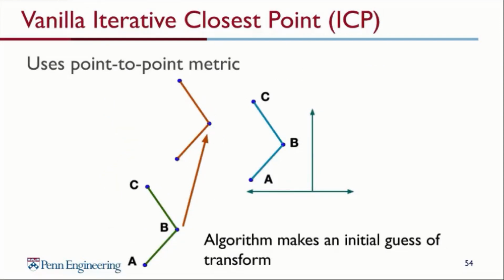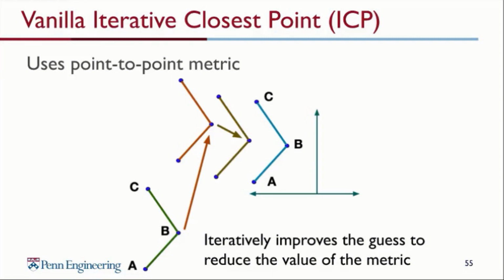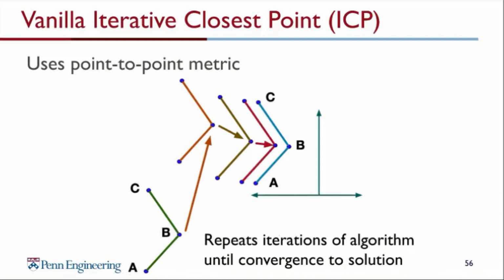Now, this metric is used in an algorithm called the Iterative Closest Point Algorithm, or ICP algorithm. In this algorithm, an initial guess of the transform is made, and the corresponding score of the transform is computed according to the point-to-point metric. In the next iteration, the algorithm improves the guess to reduce the value of this metric. It repeats iterations of this algorithm until it converges to a solution.